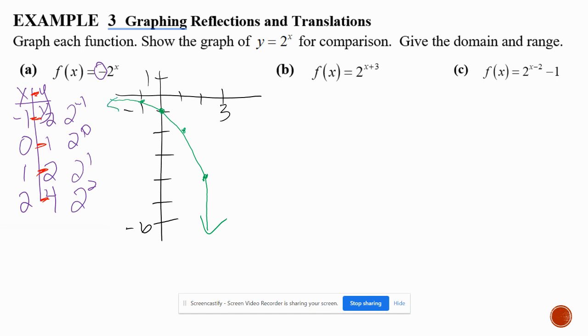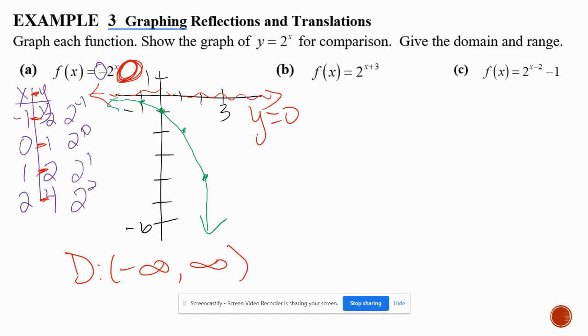Our asymptote. Again, we don't have any big number adding or subtracting here, so our asymptote has not moved. That's still at y is equal to 0. Our domain never changes. It's still negative infinity to infinity. Our range, however, now we're starting, our arrow is down here at the bottom going down, down, down. That's a negative infinity. And then rising up, we're stopped by that asymptote at 0. And so negative infinity to 0 would be our range.